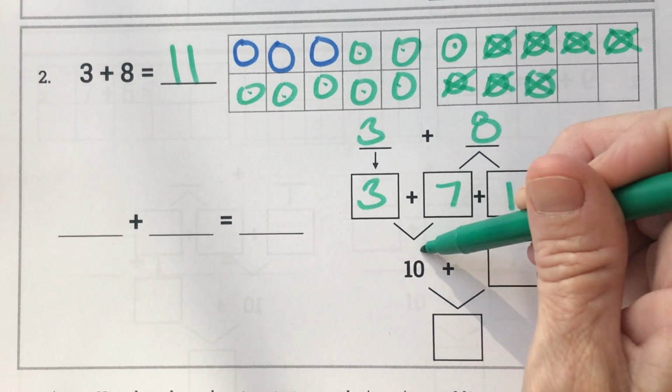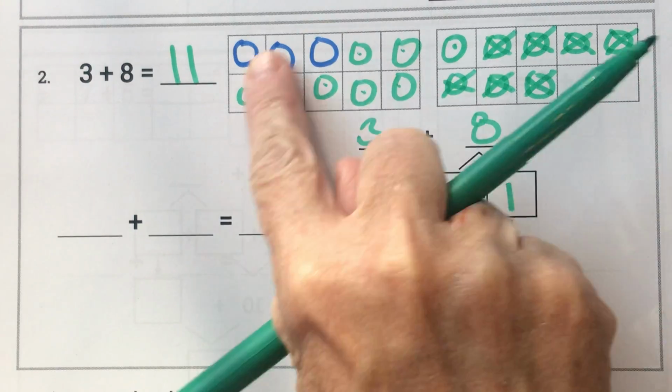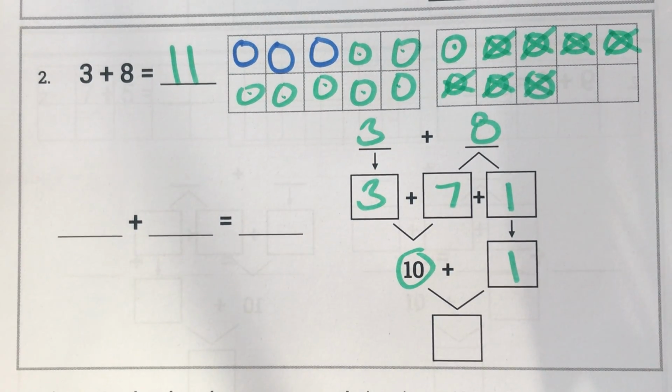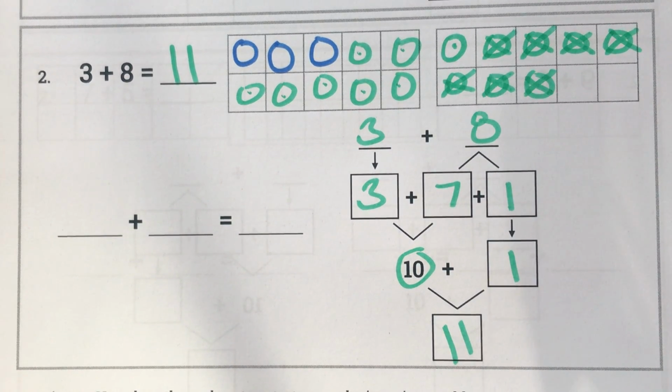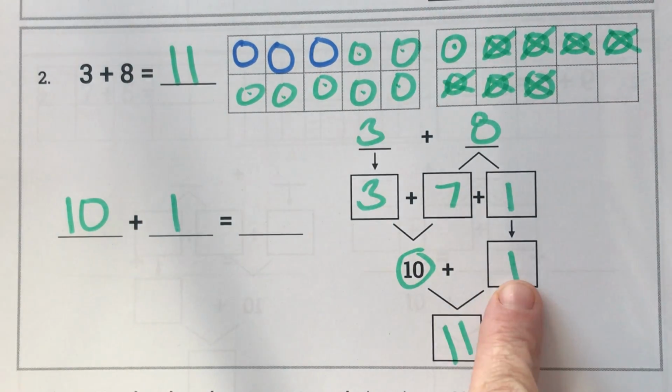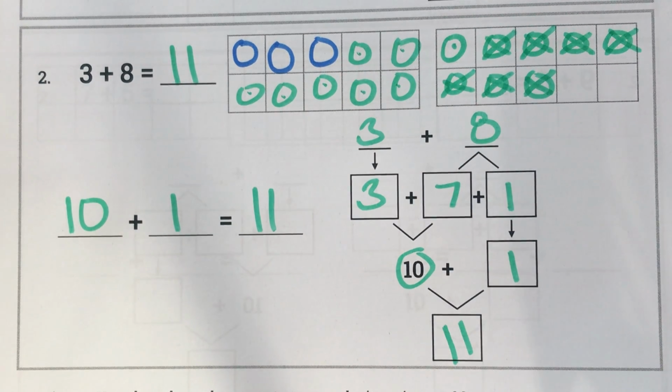So 3 plus 7 made our base 10 frame, and then over here we only had 1 left. And our answer is still 11 because the associative property says we can move these addends around. So we had 10 plus 1 also equaled 11.